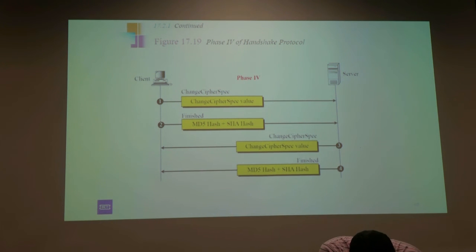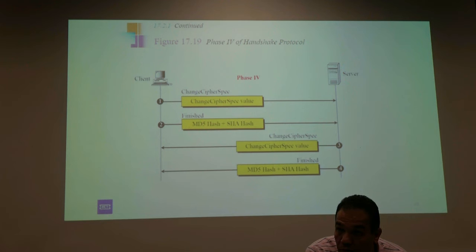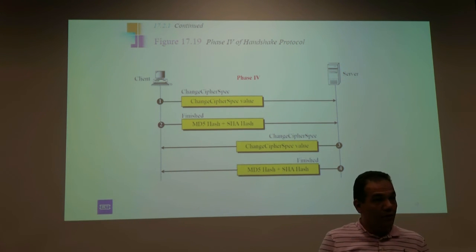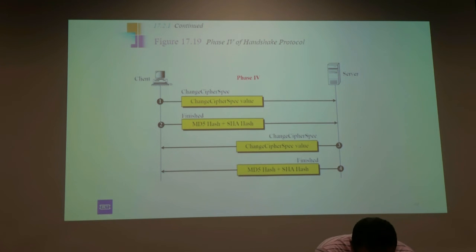The client sends a change cipher spec message to show that it has moved all the cipher suite set and parameters from the pending state to the active state. There are 2 states, pending and active. Once everything is ready, it will move from pending state to active state. This message is actually part of the change cipher spec protocol.